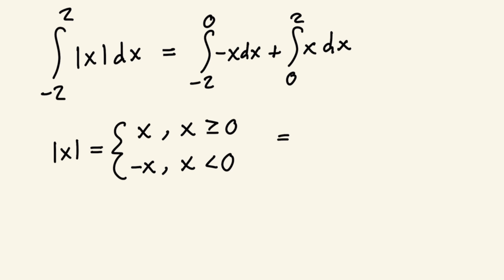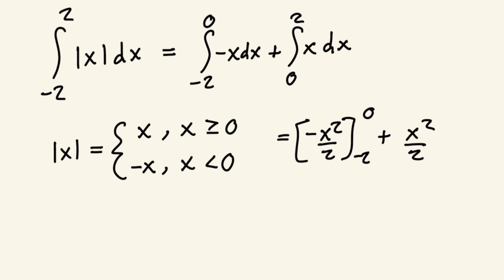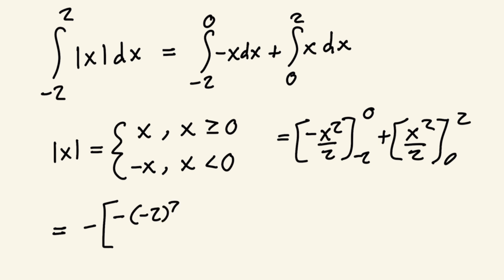So this is going to be equal to negative x squared over 2, evaluated from negative 2 to 0, plus x squared over 2, evaluated from 0 to 2. So plugging each value in for the first part, we're going to have 0 here, so that doesn't matter. So we could just add a minus and then plug in negative 2. So we're going to have negative 2 squared over 2.